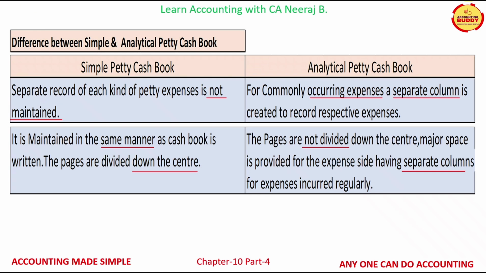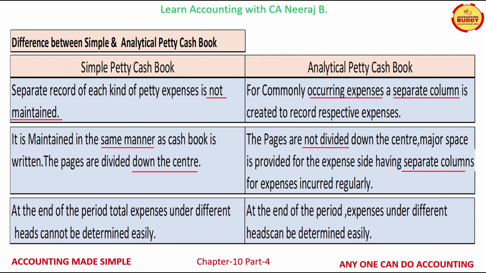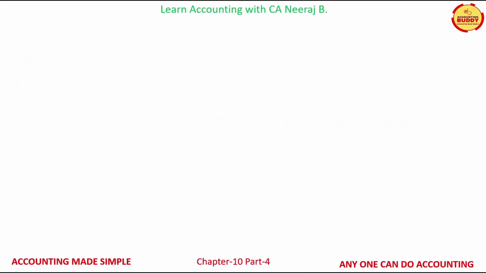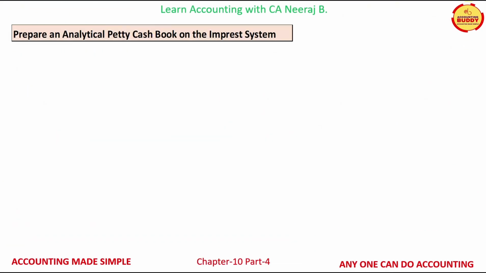In case of a simple petty cash book, at the end of the period, total expenses under different heads cannot be determined easily. While in case of an analytical petty cash book, at the end of the period, expenses under different heads can be determined easily. Let us prepare an analytical petty cash book on the basis of the Imprest system.